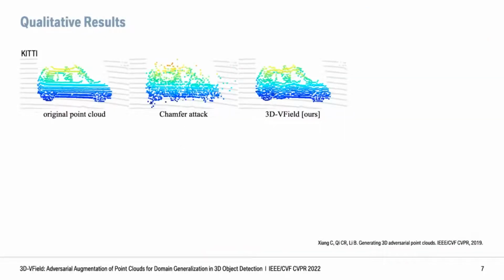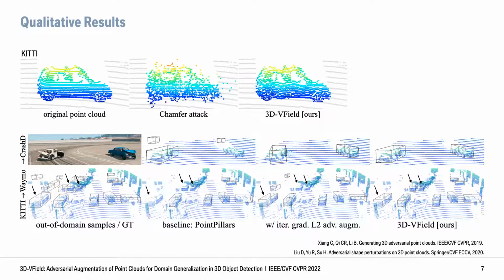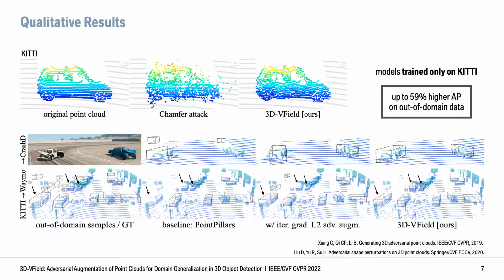This dataset is meant as an out-of-domain test benchmark for object detectors trained on KITTI or similar datasets. Here, you can see qualitative results. Compared to previous works, which were making objects unrecognizable, ours targets augmentation and preserves the overall appearance of an object. This allows us to improve generalization to out-of-domain data like Waymo or our CrashD. The interesting thing is that all models were trained only on KITTI, but thanks to our method, we got up to 59% higher AP on out-of-domain data, which shows the great impact of our strategy towards bridging the domain gap.